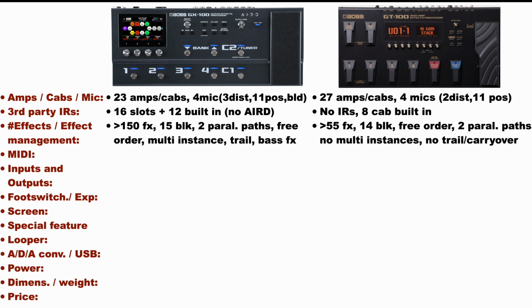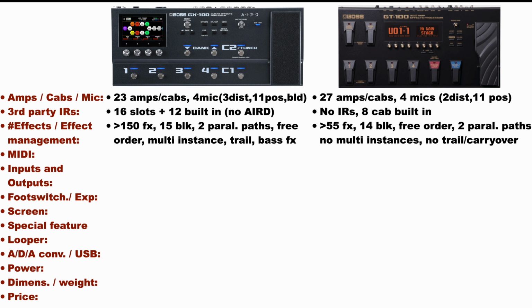The GX-100 offers more than 150 effects arranged in 15 blocks, amps and cabs included, that you can arrange in whatever order you want, with the possibility to have parallel effects, parallel amps, and the possibility to load many instances of the same effects, and with a set of effects totally dedicated to bass guitar.